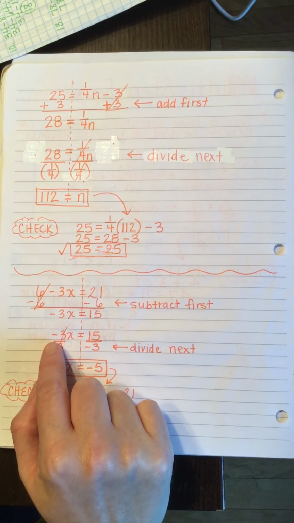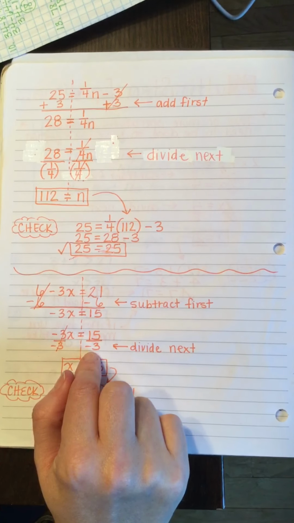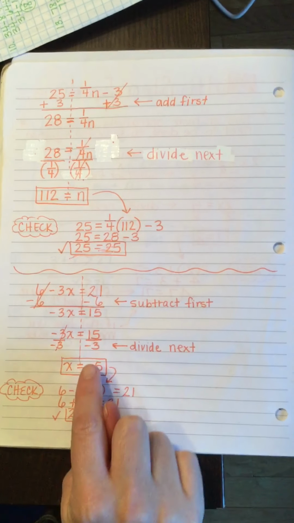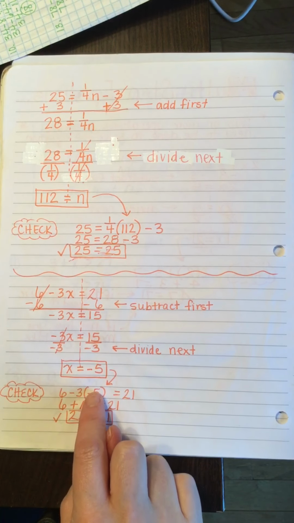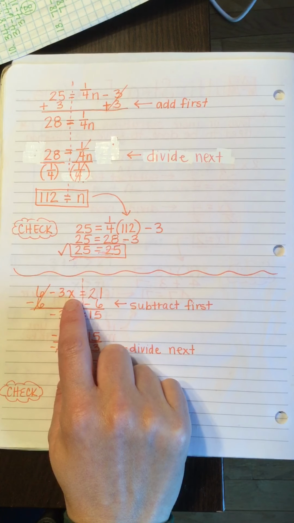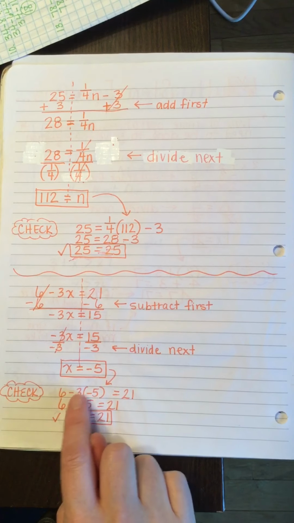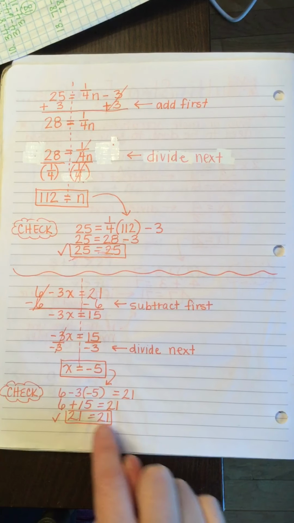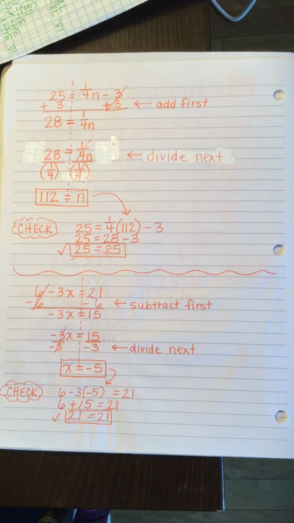And then you're going to go ahead and divide both sides by a negative 3. And that would give you x equals negative 5. You plug negative 5 back in for where x is in your equation. So we've got 6 minus 3 times x times negative 5 equals 21. When you solve that out, you get 21 equals 21, so you know it is correct.